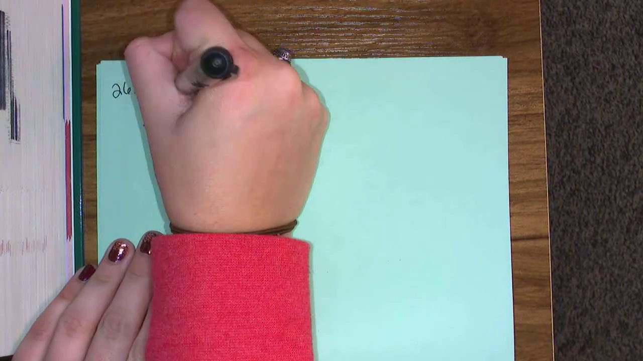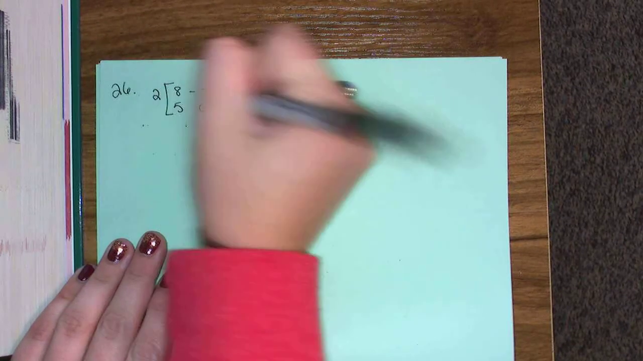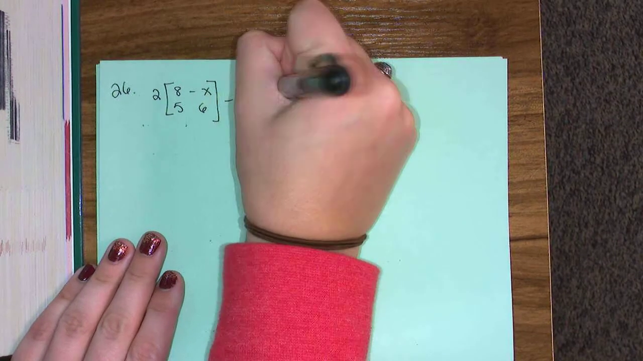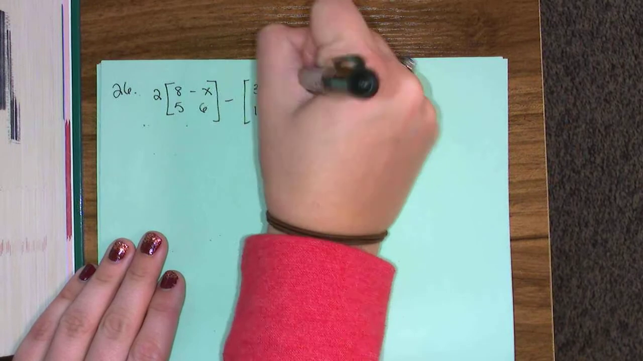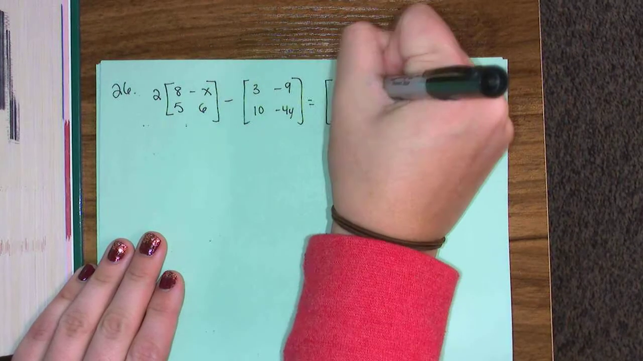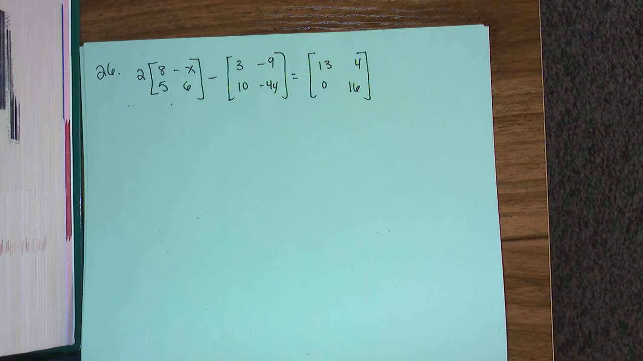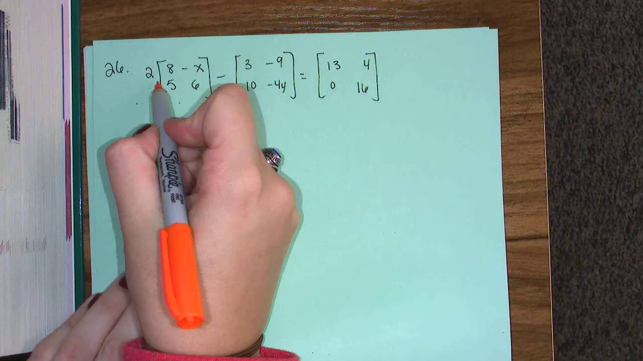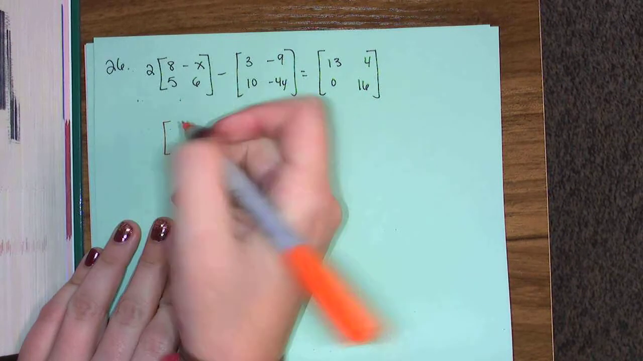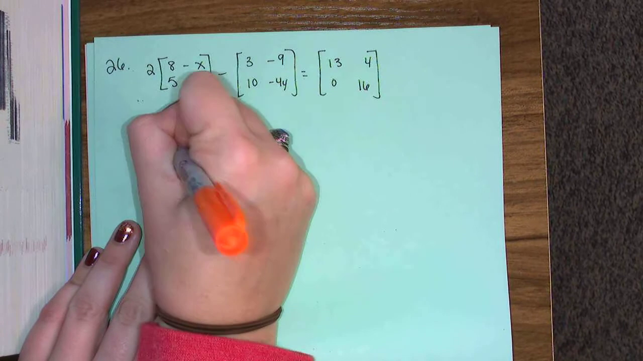Alright, 26. Okay, this is the last one. So 2 times the matrix, 8, negative x, 5, 6. And then minus, okay, the matrix, 3, negative 9, 10, negative 4y is equal to 13, 4, 0, 16. Okay? So, what do I need to do first? Yeah, scalar multiplication first. So I need to multiply this first one by 2. Okay? So I have 16, negative 2x, 10, and 12.